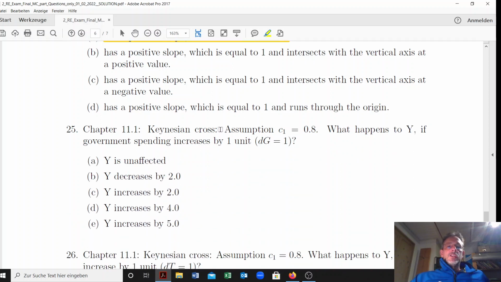Chapter 11.1, Keynesian cross. We assume that C1 is equal to 0.8. What happens to GDP, to the Y variable, in case that government spending increases by 1 unit? The multiplier is given by 1 over 1 minus C1. 1 minus C1 in the denominator is equal to 0.2. So 1 over 0.2 is equal to 5. So GDP will increase by 5 units.